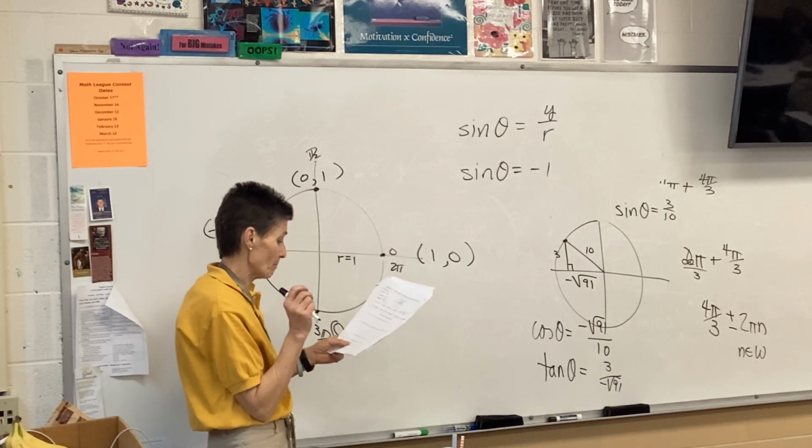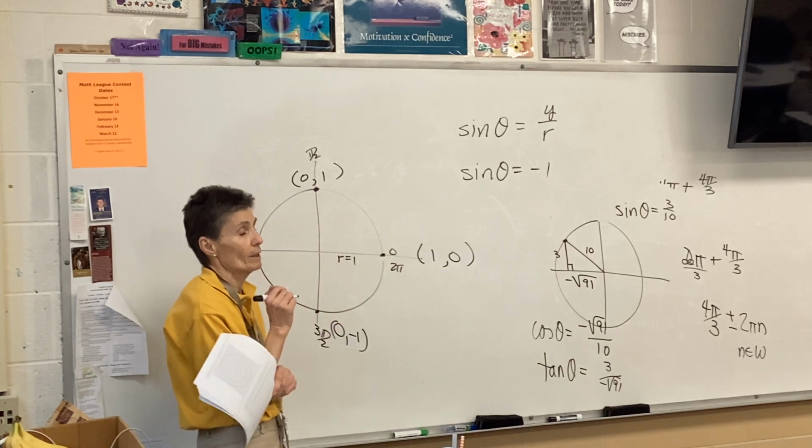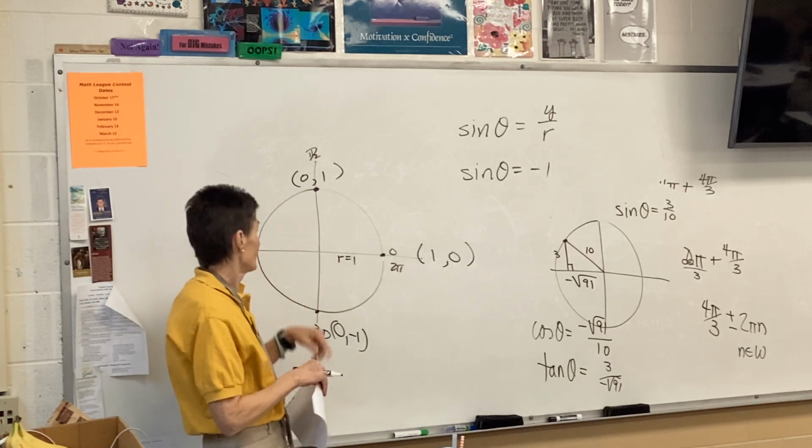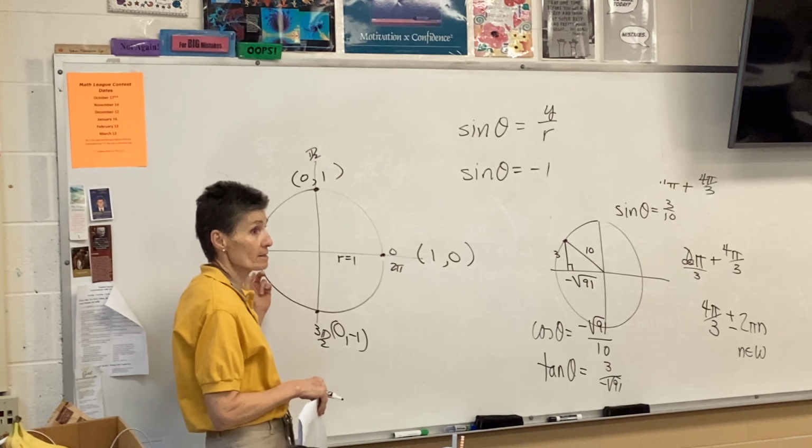Now what about b? Where is the cosine negative 1? Pi? It's the only place.